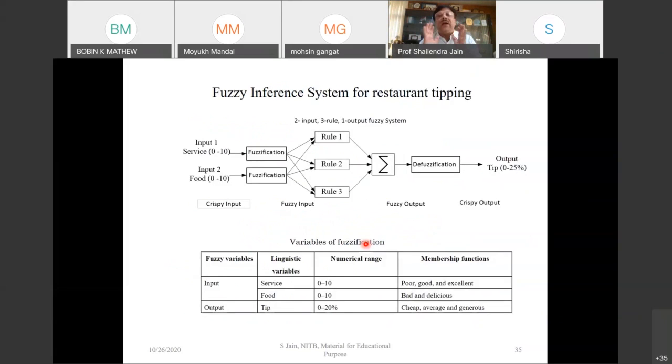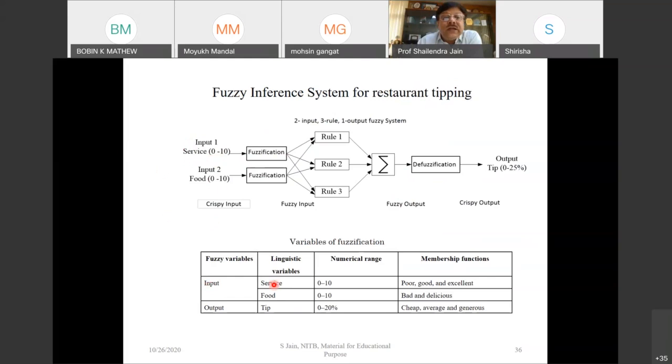Now this is the entire fuzzy inference system for restaurant tipping. My input 1 is service, input 2 is food quality. Maybe you have to give some marks between 0 to 10 for input 1 and 0 to 10 for food quality. Then you need to fuzzify. Fuzzify means defining the inputs with their linguistic variables.